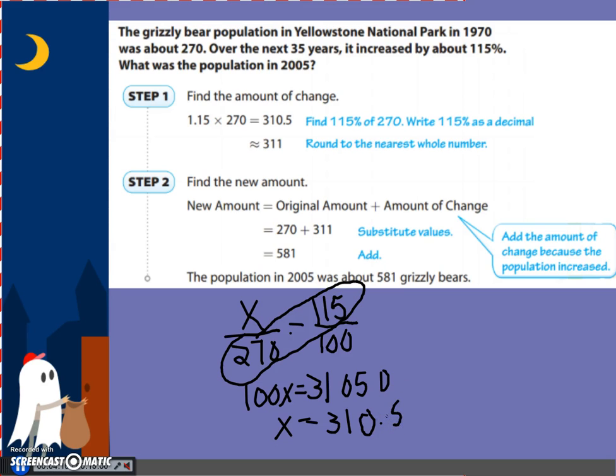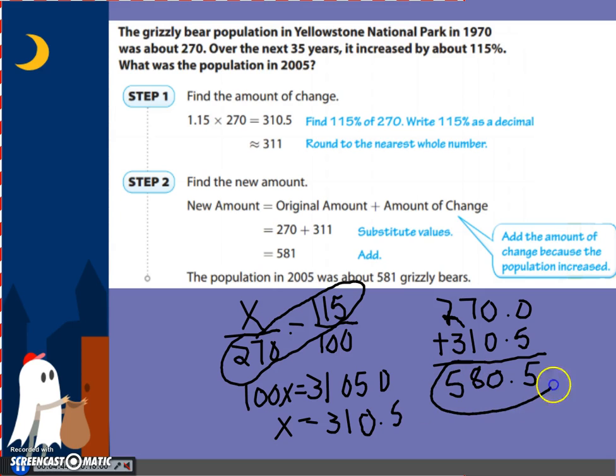When I divide by 100, I'm going to get 310.5. Now, since I'm increasing, I'm going to add the original amount, 270, plus 310.5. So when I add this up, I'm going to get 580.5, or about 581 grizzly bears. Okay, flip it to the back side.